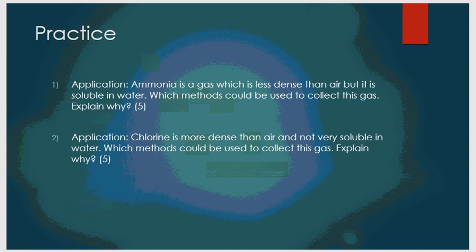Okay, and then there's a practice question here. We have a couple of application questions. Ammonia is a gas which is less dense than air, but is soluble in water. Which methods can be used to collect the gas, and explain why? You can also say which method you couldn't use. And then chlorine is more dense than air, not very soluble. Which methods could be used to collect the gas, and explain why? And again, you could also say methods that would not be used. You can pause the video here and take a few minutes to answer those questions.